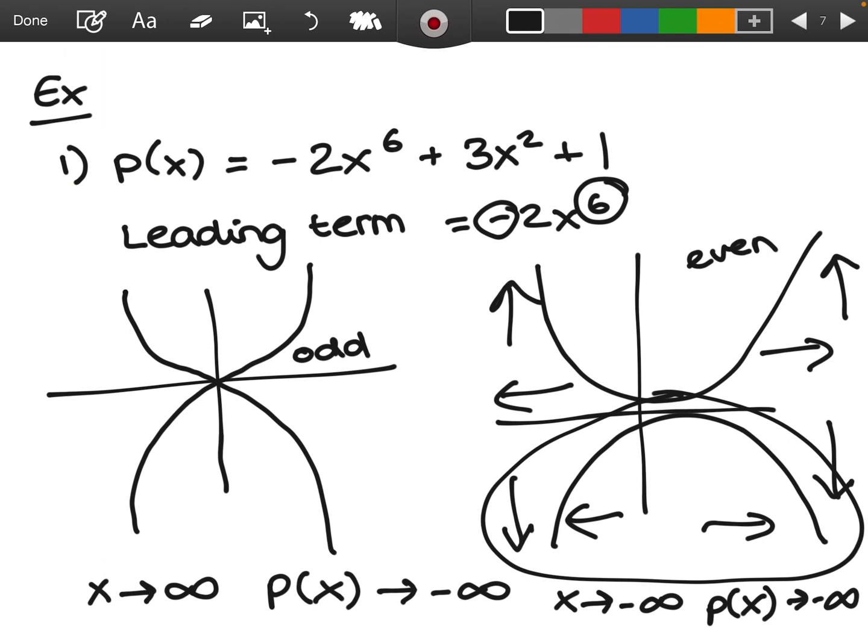If you have an odd power for your leading term, it's always going to model something that looks like that x cubed graph. It may jostle around in the middle again, but it will model something like that x cubed graph. And just be careful, you do have to flip it if your leading term has a negative coefficient.